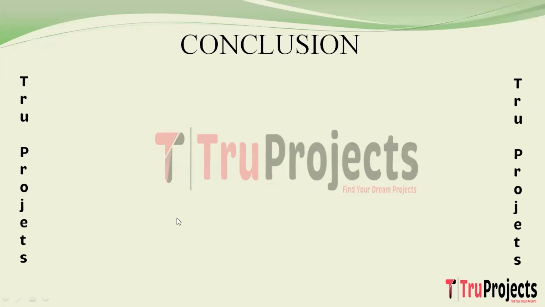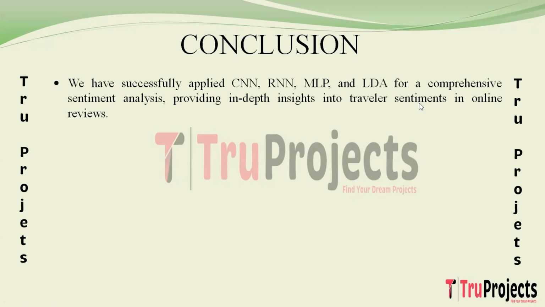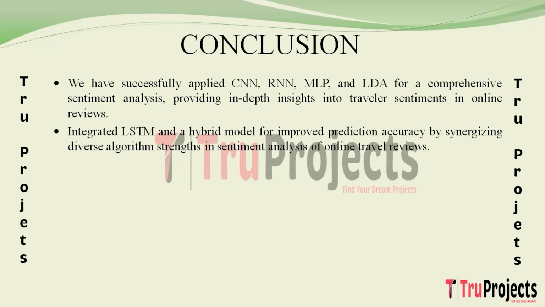So the conclusion here is the project successfully implemented and explored various advanced algorithms including CNN, RNN, MLP and LDA to conduct a comprehensive sentiment analysis of online travel reviews. This multi-algorithmic approach allowed for a thorough understanding of sentiments expressed by travelers. The integration of extensions, LSTM, and a hybrid model combining predictions from individual algorithms contributed to enhanced prediction accuracy. This approach synergized the strengths of diverse algorithms, providing a more robust sentiment analysis outcome for online travel reviews.